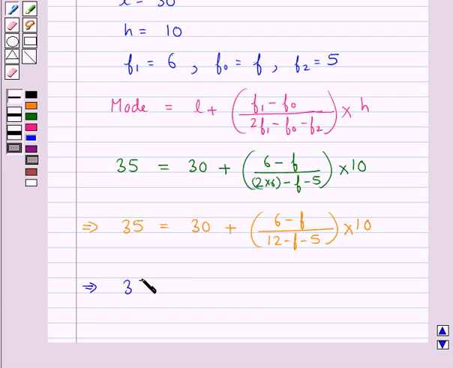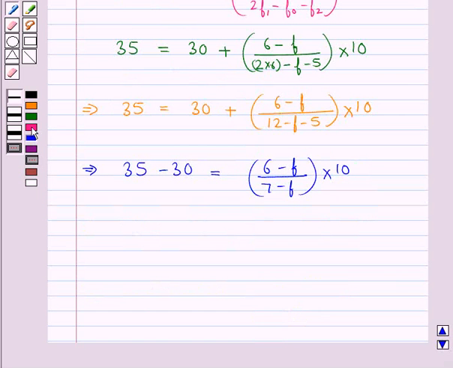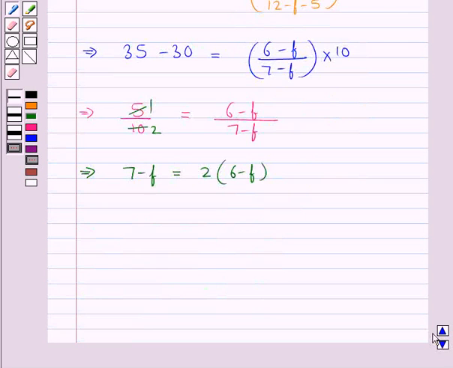Next we have 35 minus 30 is equal to (6 minus F) upon (7 minus F), and this whole multiplied by 10. So we get 5 upon 10 is equal to (6 minus F) upon (7 minus F). Now 5 times 2 is 10. So we have 7 minus F is equal to 2 into (6 minus F). Further we have 7 minus F is equal to 12 minus 2F. So we get 2F minus F is equal to 12 minus 7. Or you can say we have F is equal to 5.